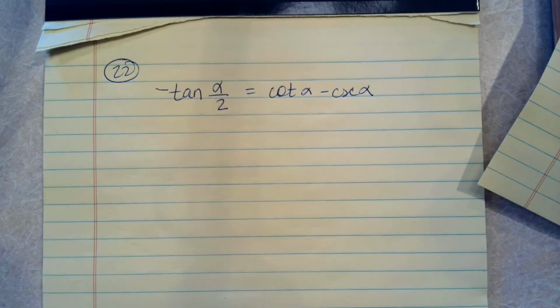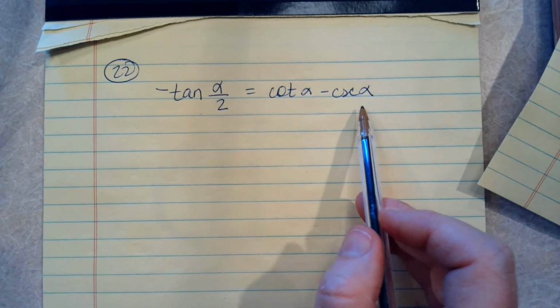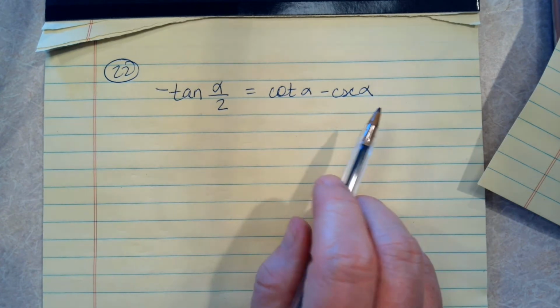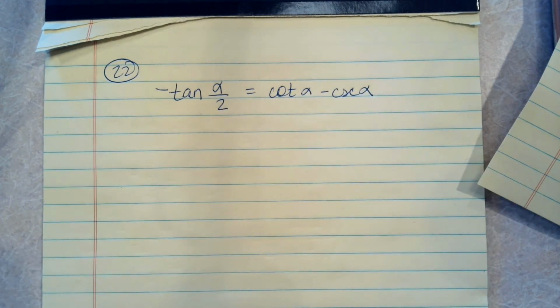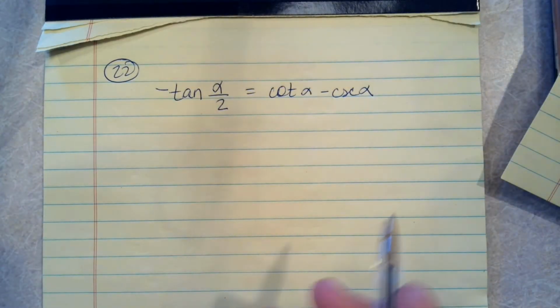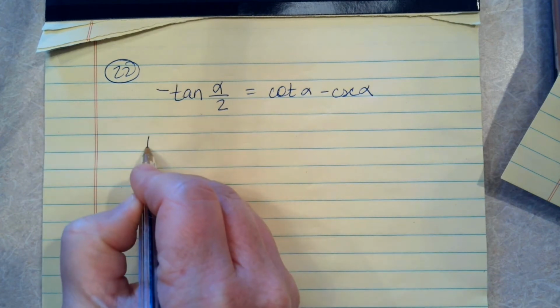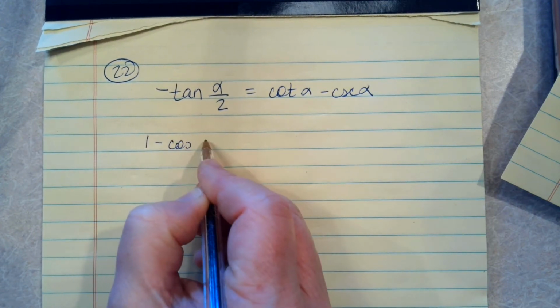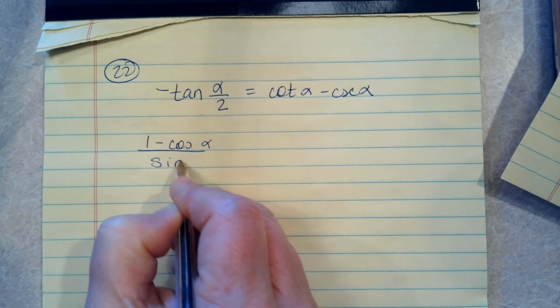Question 22 says negative tangent of alpha over 2 equals cotangent of alpha minus cosecant alpha. And they want you to verify the identity. They say verify the following identity. So I'm going to go to my sheet. Tangent of alpha over 2 equals this and this and this. And I'm going to pick one of these I want to use. I'm going to go with the first one here, and it is 1 minus cosine alpha over sine alpha.